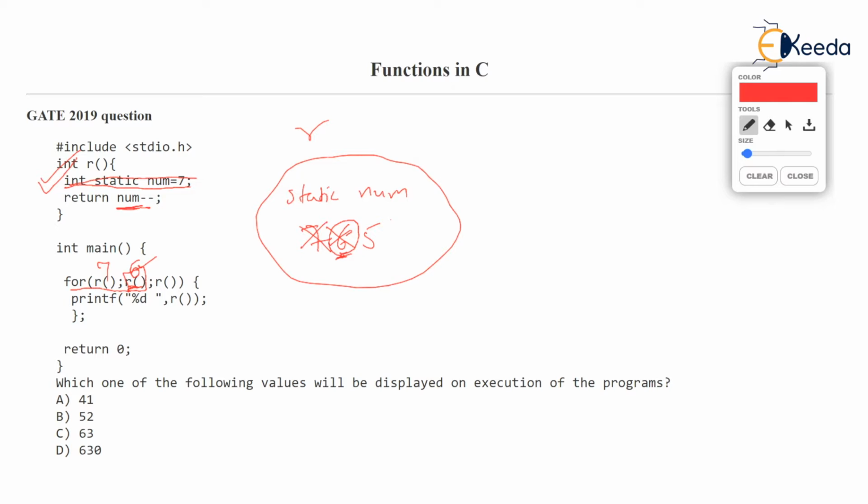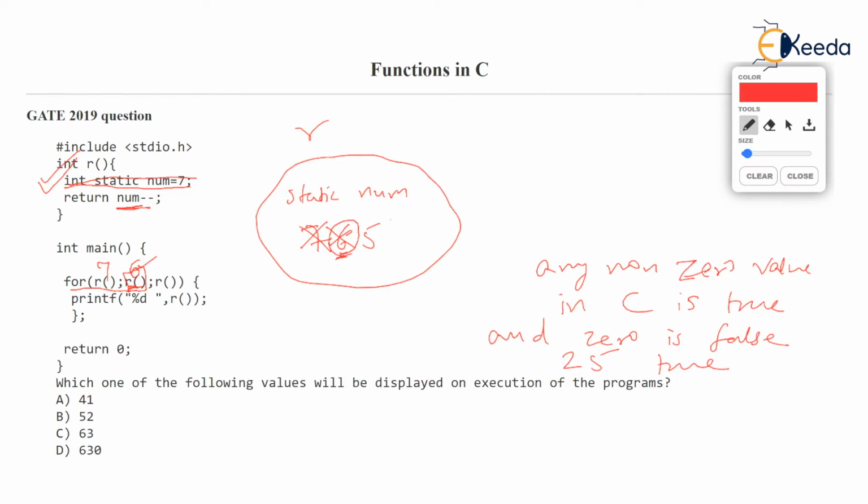Now what kind of condition is this? 6. From earlier discussions of control structures, you may recall that any non-zero value in C is treated as true, and 0 is false. So if you are asked suddenly what is 25, you say that's true. 25 is true. And what is -3? It is true. Or what is 0? It is false. Any non-zero value is true. So you can see that this middle part is the condition, and the condition is true.